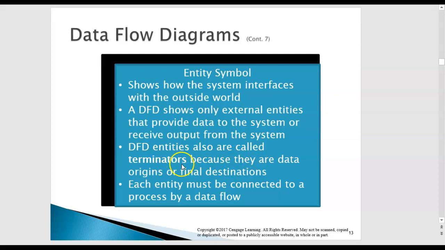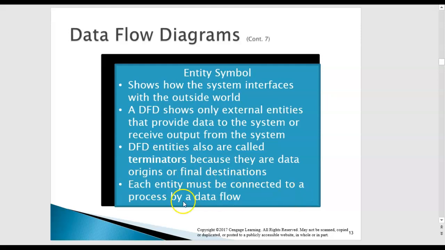DFD entities are also called terminators because they are either the origins of the data or they are the final data destinations. So by terminating, we're essentially saying that the system has done its job and this is the final destination for our data after all the processes have been performed on it. So for example, it could be a customer invoice. After we've submitted the customer invoice, the requirements of the system have been fulfilled and all the necessary processes have been undertaken for the customer to receive the final invoice.